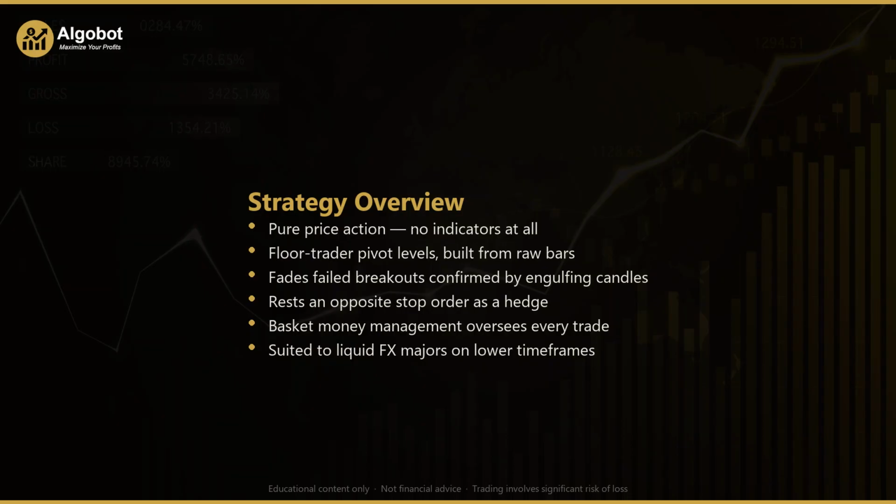The second building block is the entry pattern. Pivot lines are exactly where intraday breakouts tend to fail, so the strategy waits for price to pierce a level and then snap back with a confirming 2-bar engulfing candle. That combination, a pierced pivot plus an engulfing rejection, is what defines a setup. The third building block is the hedge. The moment the strategy places its reversal scalp, it also rests an opposite stop order just beyond the rejected extreme, so that a genuine breakout is caught rather than simply suffered.